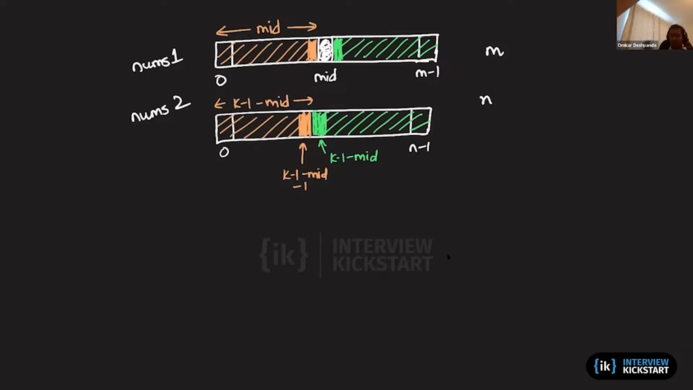So the mid for nums1 and mid for nums2 will be different, right? Yeah, we are not doing mid on nums2 at all. We are just doing binary search on the first array. Oh, okay.